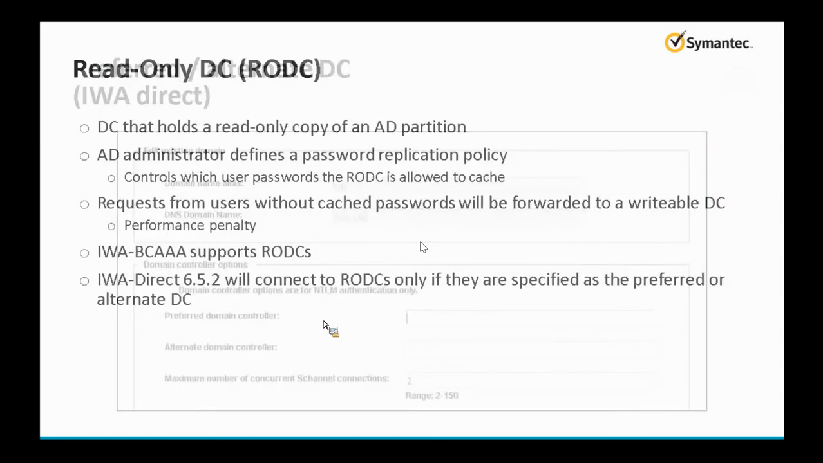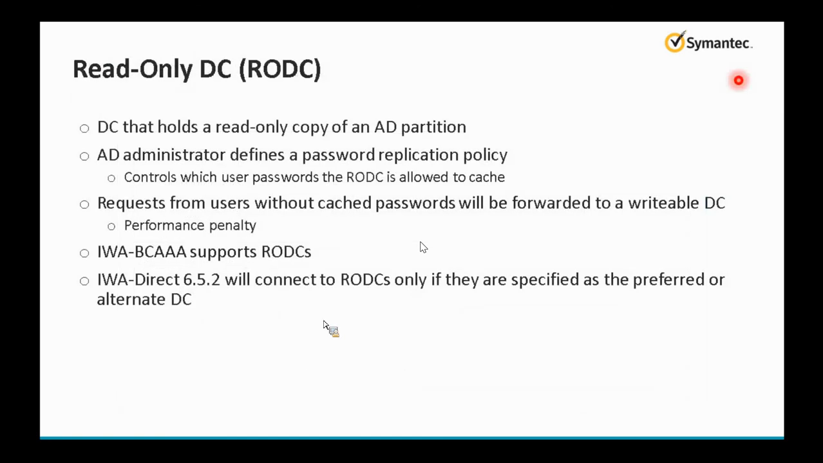All right? We also support what we call RODC, or read-only domain controller. So basically, RODCs are domain controllers that hold a read-only copy of your AD partition. Okay, so this type of RODC is typically deployed in some untrusted environment. All right, we do support this in the proxy, but IWA Direct in version 6.5.2 will only connect to an RODC if it is specified as preferred or alternate.